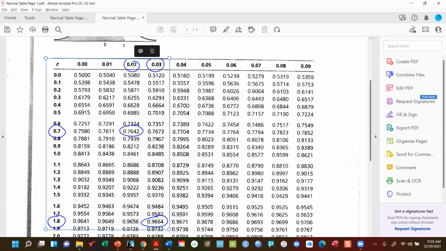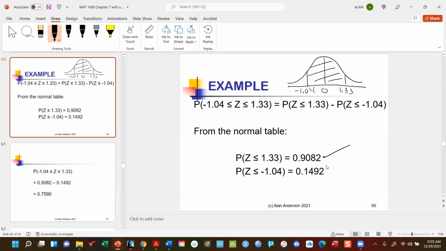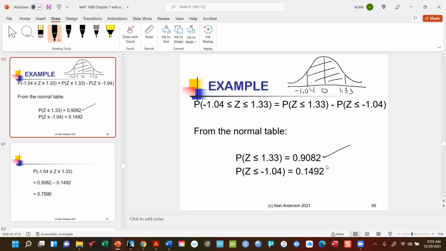Let's get all this stuff out of here. 1.33 is the combination of 1.3 and 0.03. There we go. 0.9082. Is that what we found here? Yes. Okay. Now for the negative, I have to go to the other table, negative 1.04.